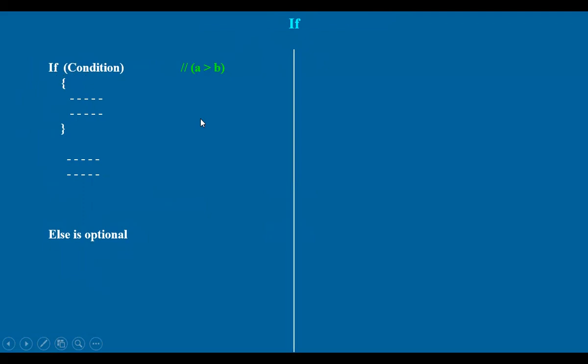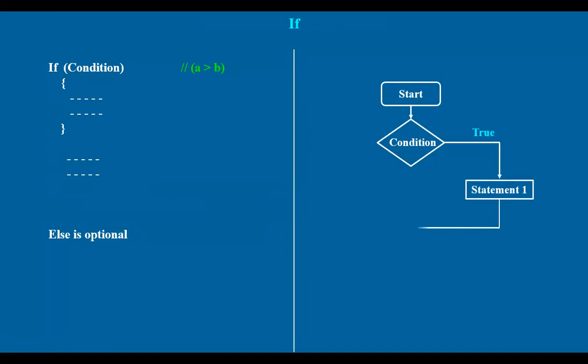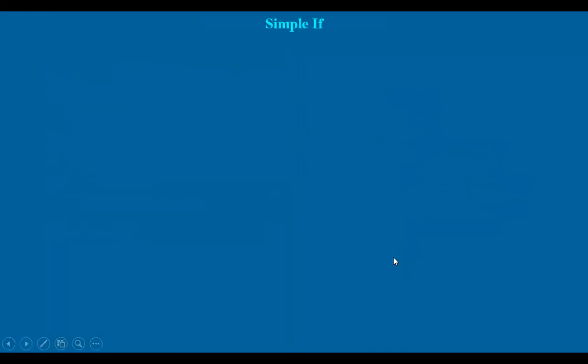We can see this with the help of a flow chart. We start and a condition is tested. If that condition is true, we execute a set of statements here and continue further. If it is false, we don't do anything and we continue executing other statements. That's all. Nothing else is done here. If it is true, only a set of statements is executed.